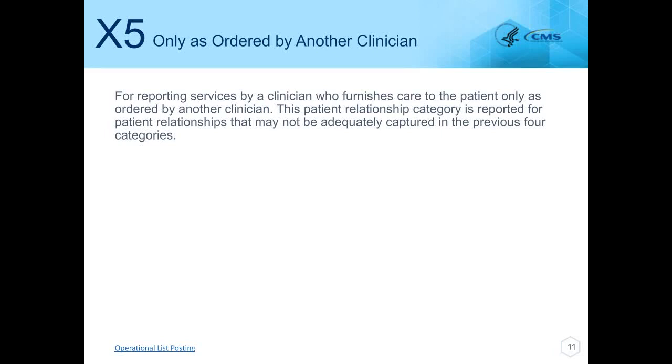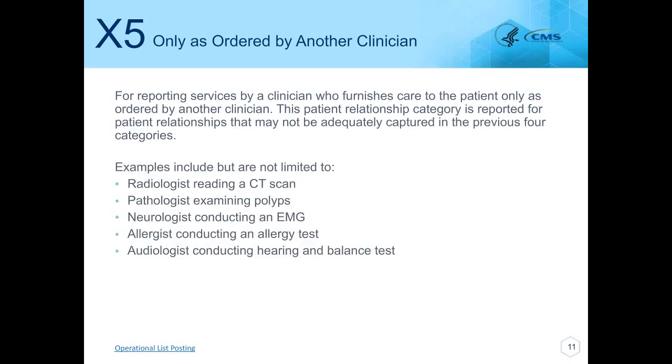For X5, the code only as ordered by another clinician is used to categorize the clinicians who provide important services that are furnished mainly if ordered by other clinicians. Some helpful examples could include radiologists that interpret a CT scan, a pathologist that reviews tissue samples, neurologists or other specialists, such as allergists, audiologists, etc., who are performing diagnostic testing. Another way to think of these clinicians is that they're mainly providing diagnostic services using their expertise, but they may not necessarily initiate a treatment plan of their own. Next slide, please.